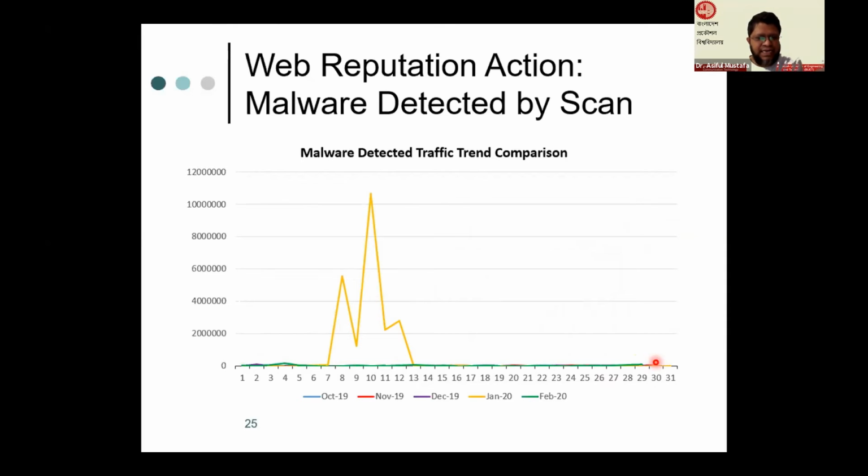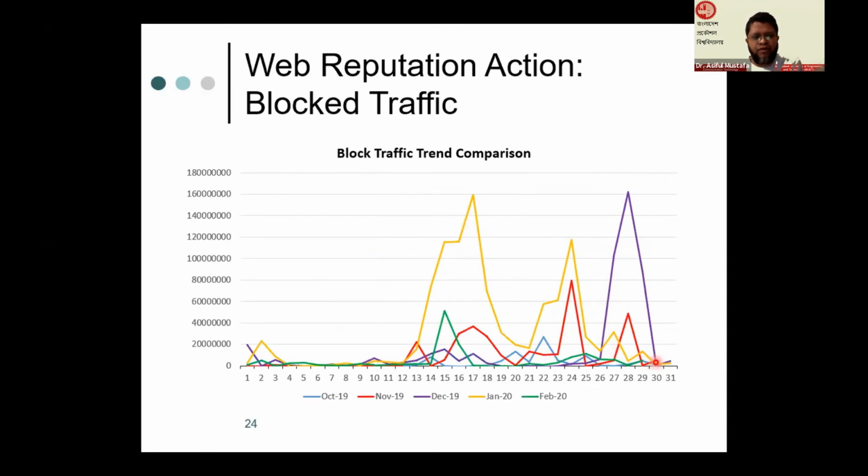Now, malware detected by scan. This is for blocks. That means the reputation was below -6, so it was not scanned further. By default, this traffic was blocked at the beginning.